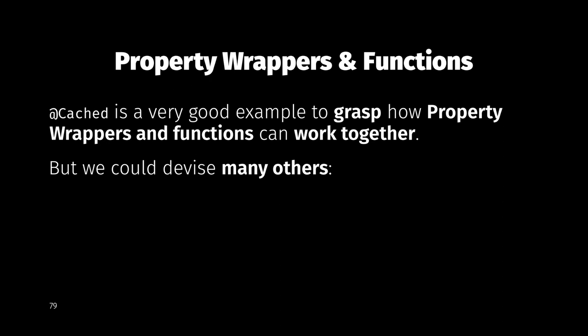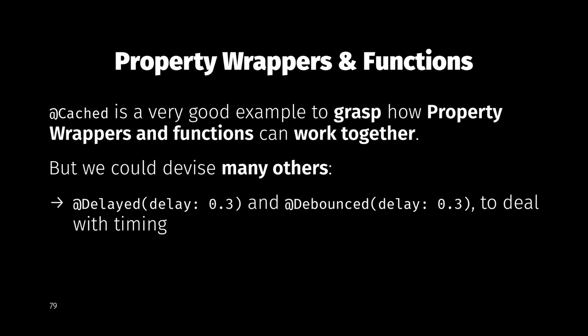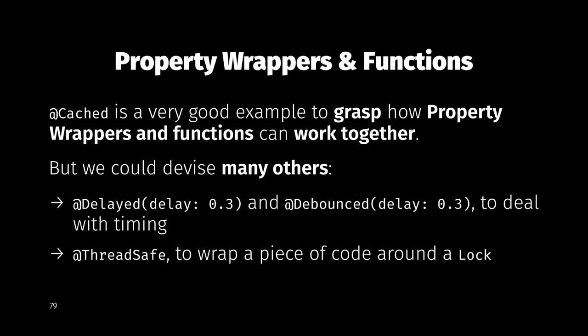And @cache is a very good example to understand how property wrappers and functions can work together, but we could implement a lot of other use cases. For instance, everything that deals with timing, like delaying and debouncing the execution of a function, you can implement it with a wrapper. You could also have a wrapper called @ThreadSafe, which would basically wrap the execution of a piece of code around a lock or any other mechanism that makes sure that the code is indeed thread safe, etc. We can see that there are lots of use cases.